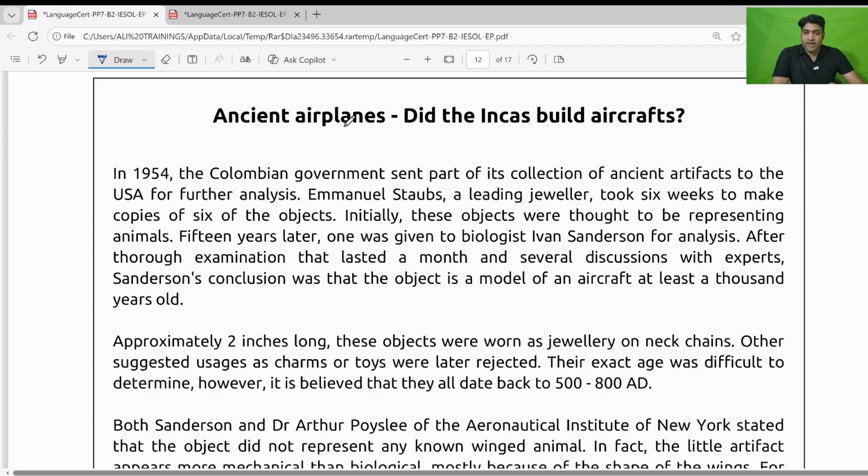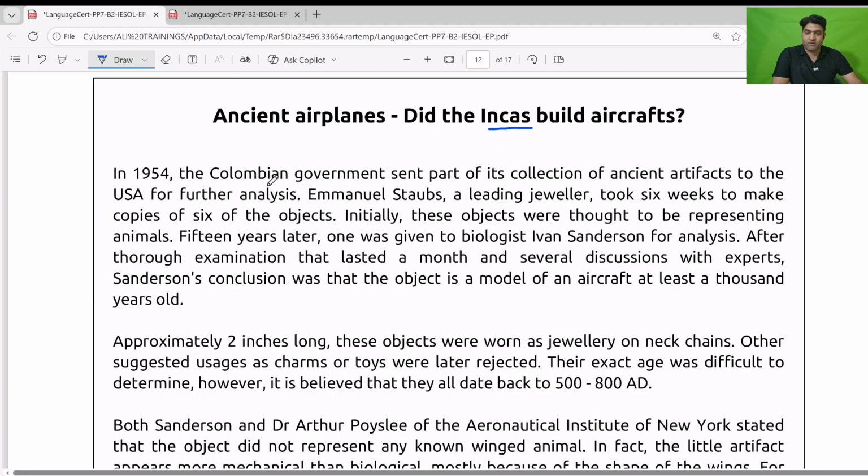Which ancient airplanes did the Incas build? Incas are the people who belong to South America. South Americans are called Incas. So the ancient airplanes the Incas built were aircraft.